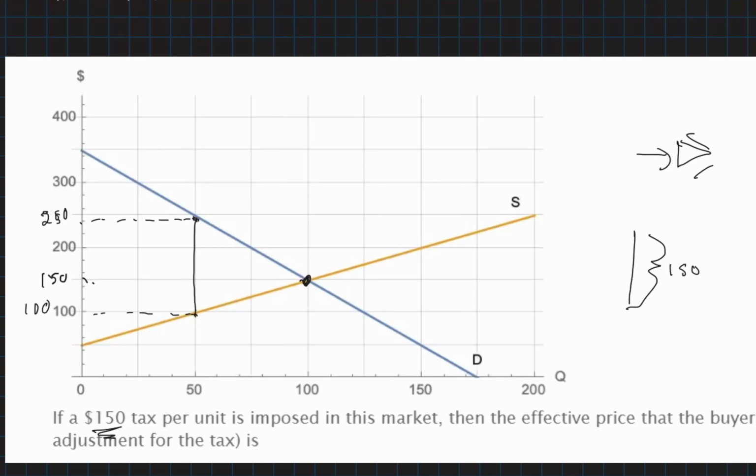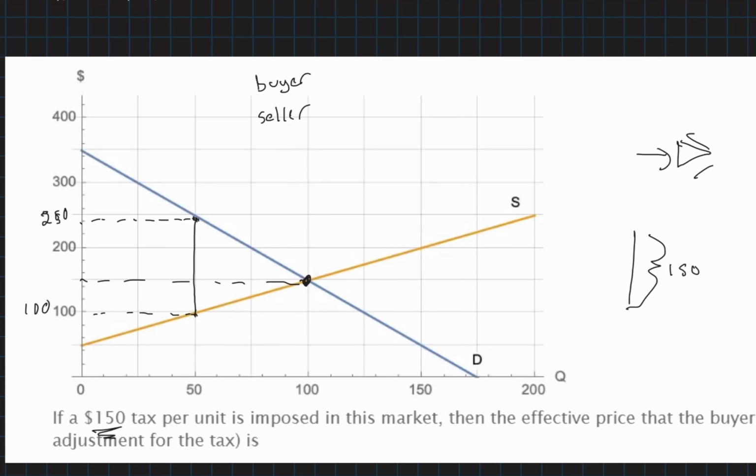And as you can see, it creates this length of the tax, and it creates two new prices. One is the buyer price, one is the seller price. And it's not always distributed equally. In this case, for this question, it's not distributed equally, which is why I like it. So our equilibrium was right here. It was 150.